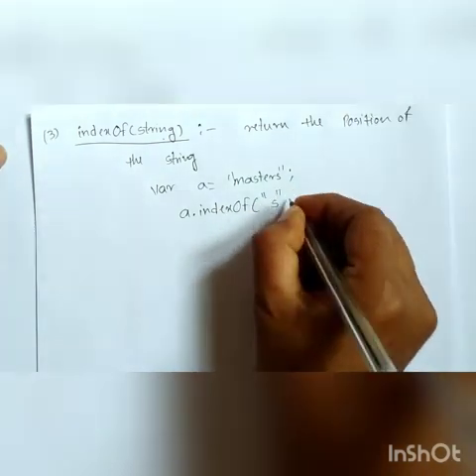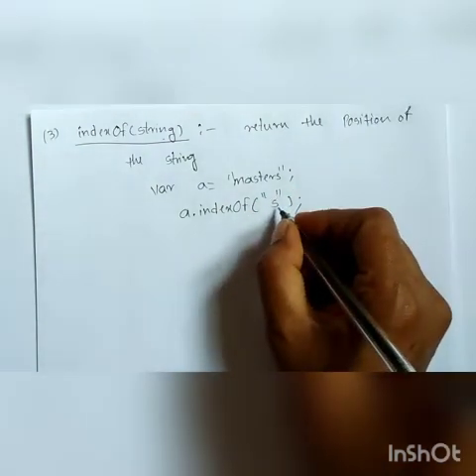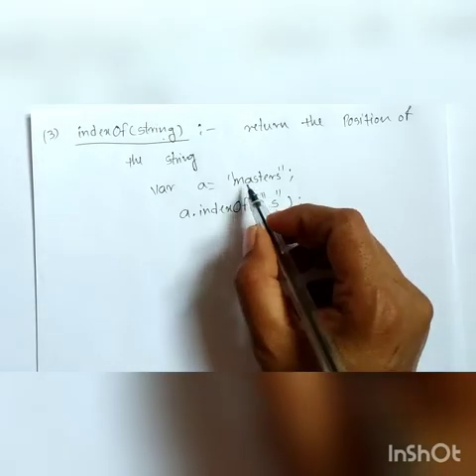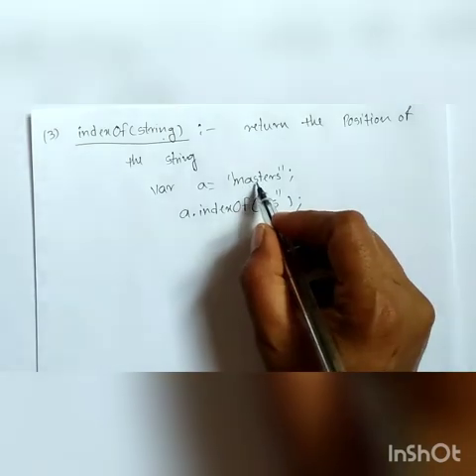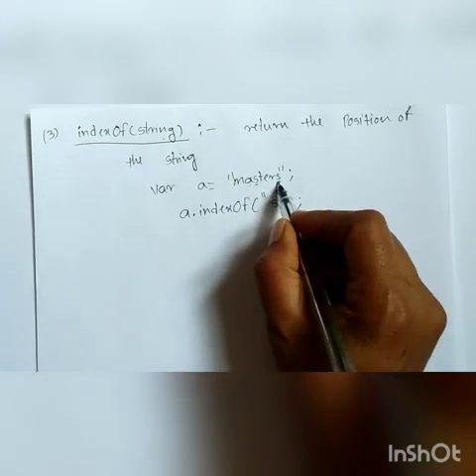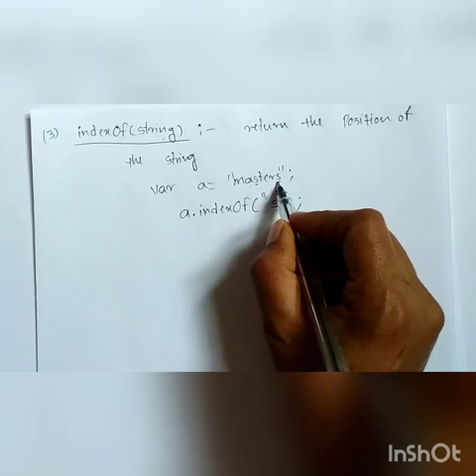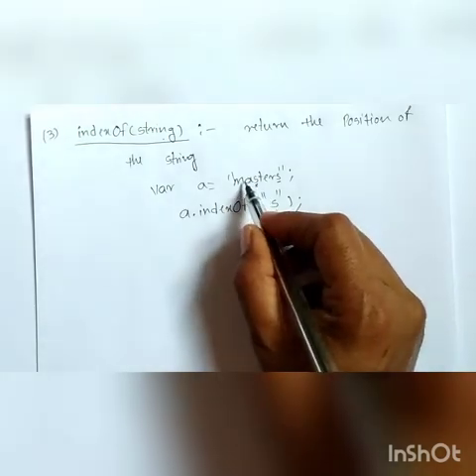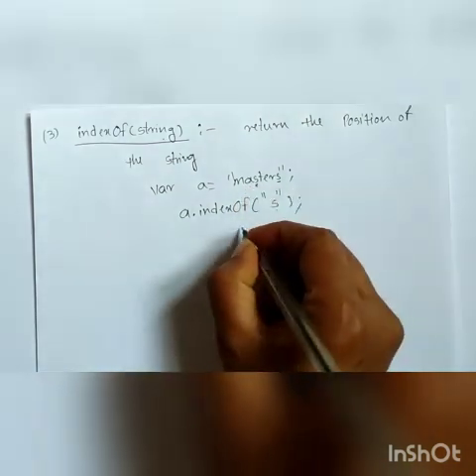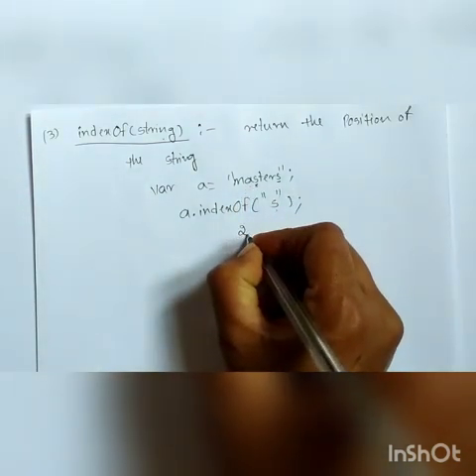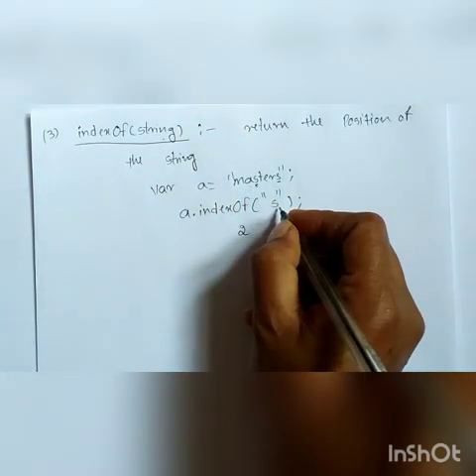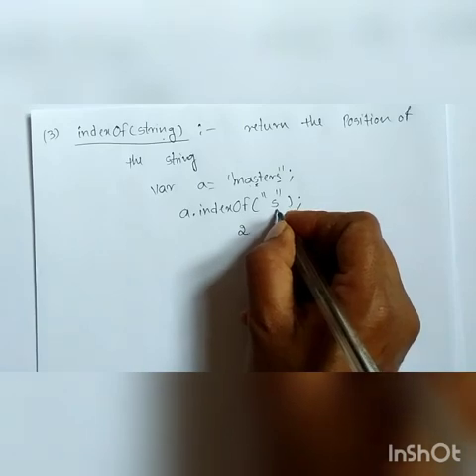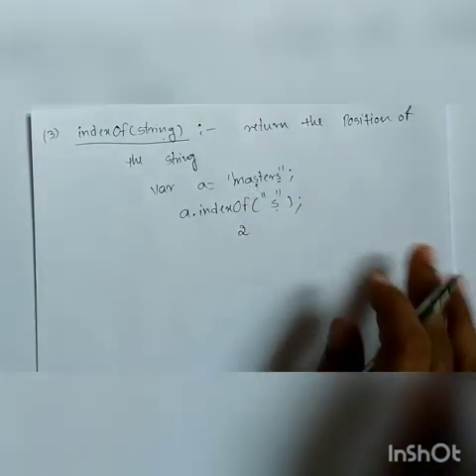Here I am searching for one string. What is the searching string? I am searching for S in the string object A. But S is placed in two places. The indexOf method returns the position of the first occurrence of the string. So S is in the first position here: 0, 1, 2. So position 2 is returned. So it returns the first occurrence of the string. So that is indexOf.